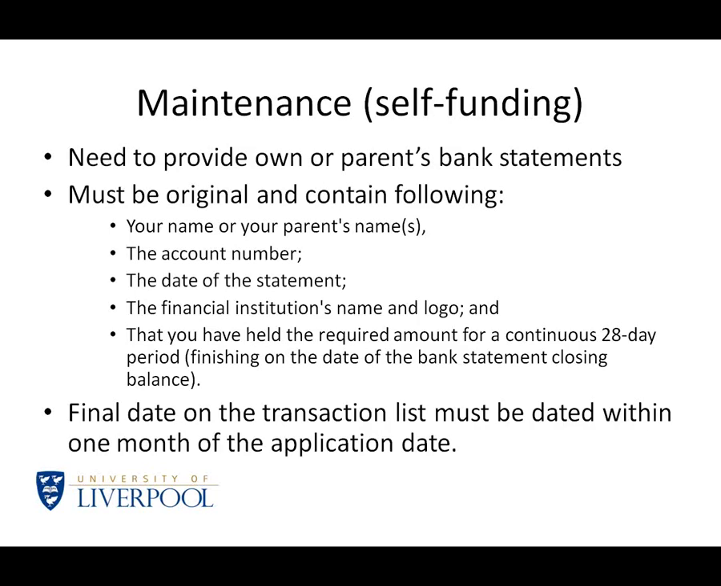So for self-funding students, that's students who don't have any sponsorship, you'd need to provide your own bank statements. If you haven't got your own bank statement or haven't got your funds in your own bank account, then the only other option is to show bank statements of your parents' bank account. So you can't show that you have the money in anyone else's bank account, for example, an uncle or a brother. It must be either your own or your parents'.